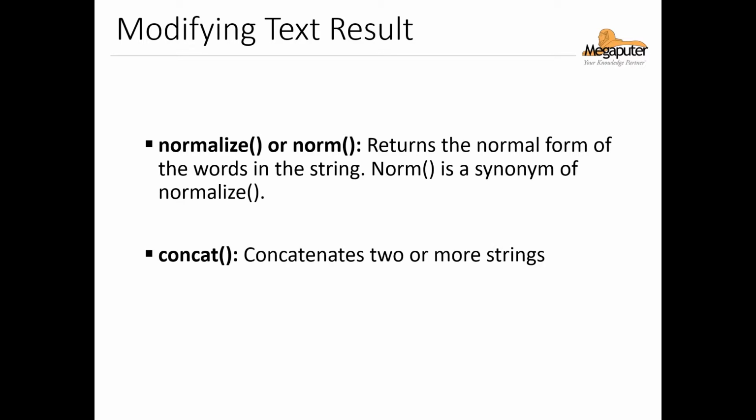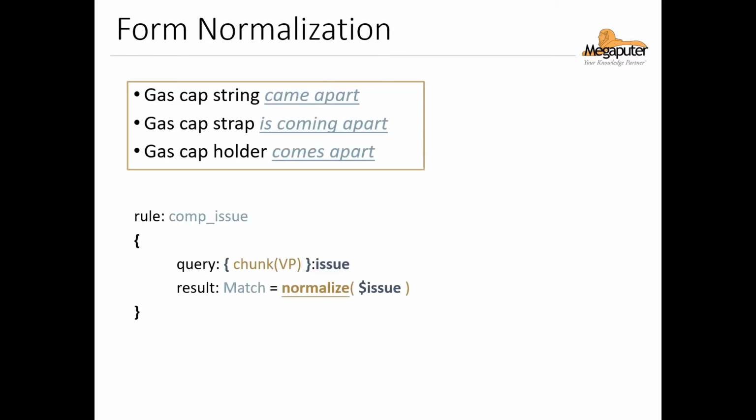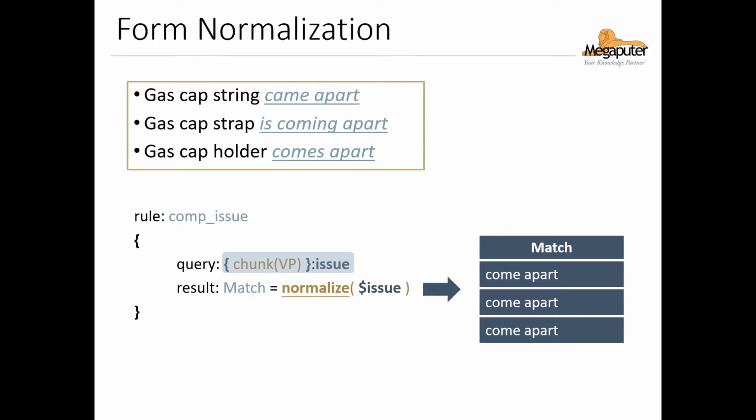And another relevant function I'd like to mention here for modifying text results is concat, which concatenates 2 or more strings. Let's start with form normalization first. So suppose we have these different forms of "come apart" that are captured. When we use the function normalize in the result block for the named group issue, all of our results now have the same form.